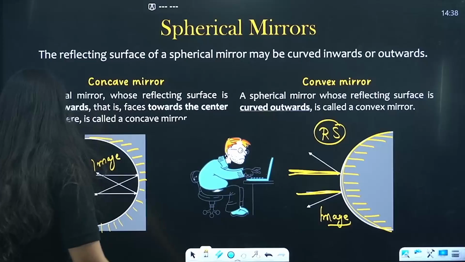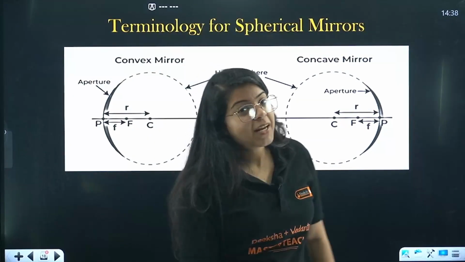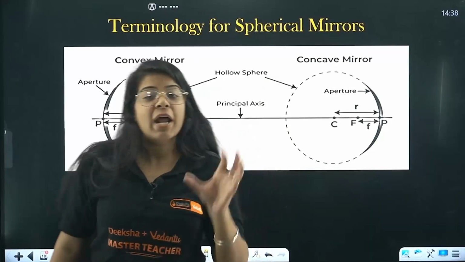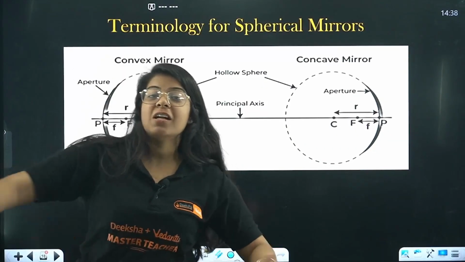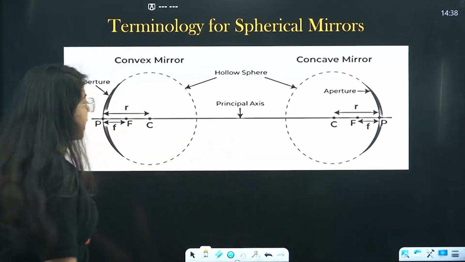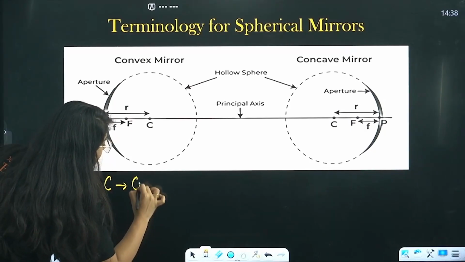Now let's study the image formation by spherical mirrors for both concave and convex. Right before jumping into these rays, from where the rays are coming, where they are meeting, let's just look at the terminology. Okay, see beta, this C, that is your what?